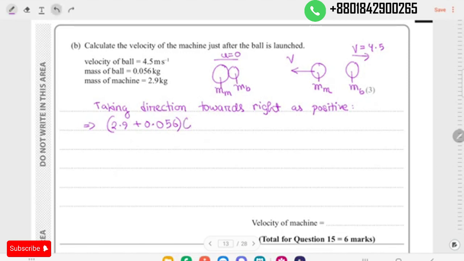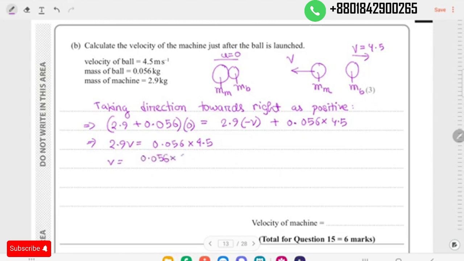So we'll just write 0 over here, because both were stationary before the collision, and after the collision they start moving with different velocities. So it will be 2.9 with negative v plus 0.056 with 4.5. So that's basically 2.9 v equals 0.056 multiplied with 4.5, and v is 0.056 multiplied with 4.5 divided by 2.9.